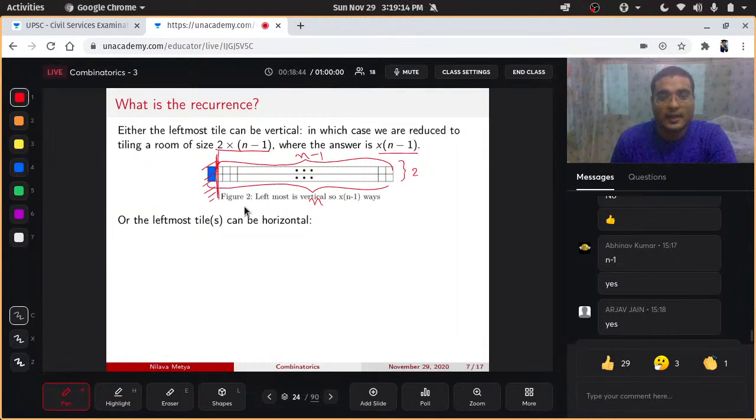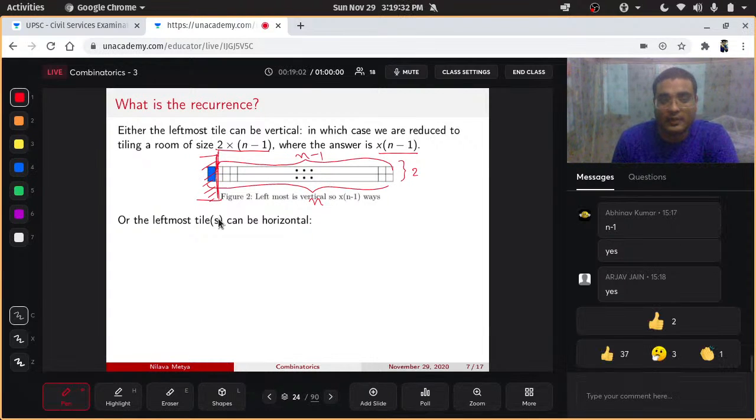So there can be two cases. I'll come to the second case later. If the leftmost tile is vertical, that is one case. Then I have covered till here, right? I don't need to bother about the left part of this vertical line. I just need to bother with the remaining part. How do I cover the remaining room? Because I have already covered this region, my remaining room is 2 by n minus 1.